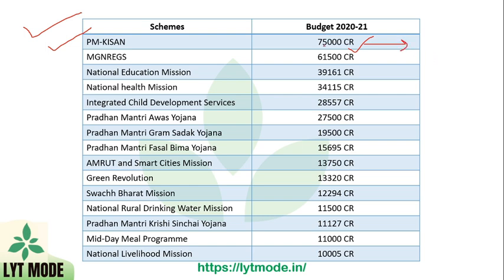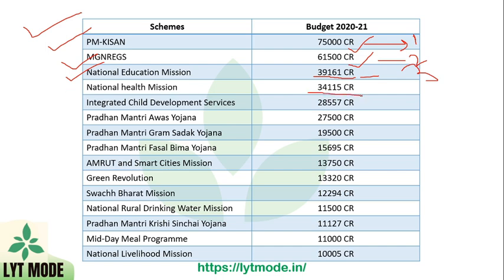And the next is the Mahatma Gandhi National Rural Employment Guarantee Scheme, which is the second highest allocation in 2020-21, at 61,500 crore. This is the second highest, and the third highest is the National Education Mission, and the amount is 39,161 crore. This is the third highest, and the rest are the National Health Mission.